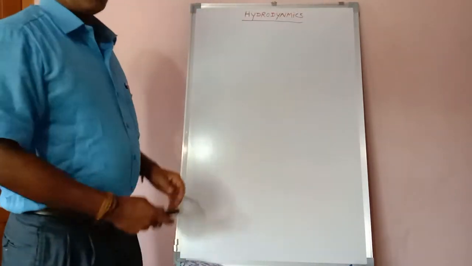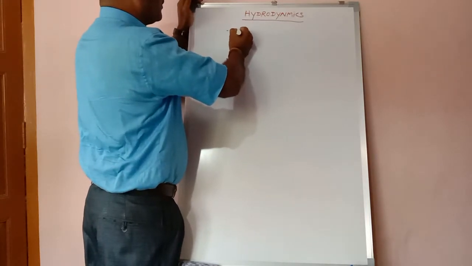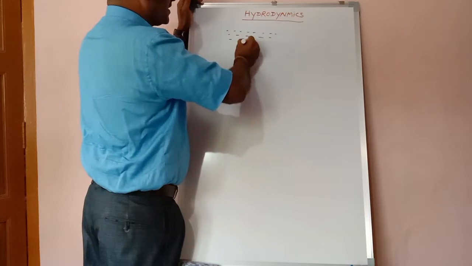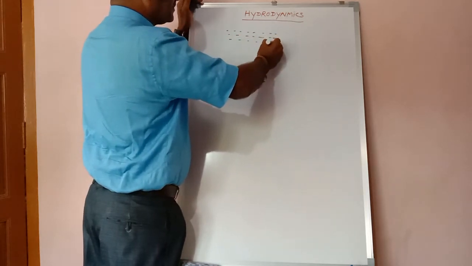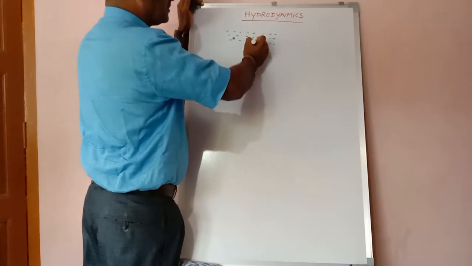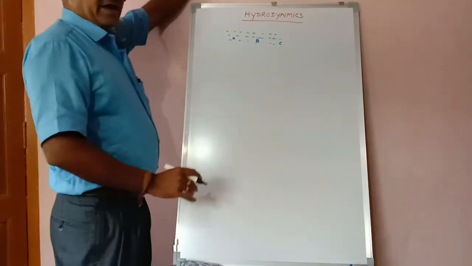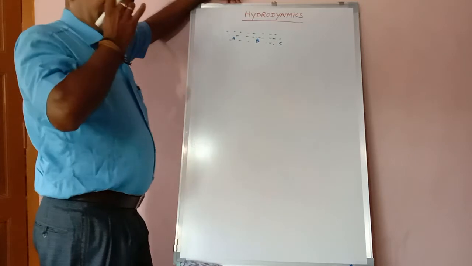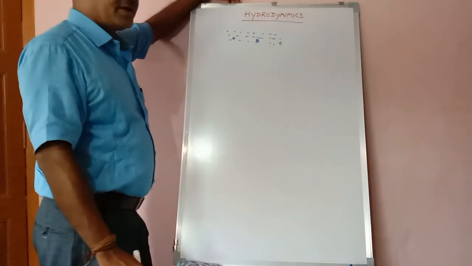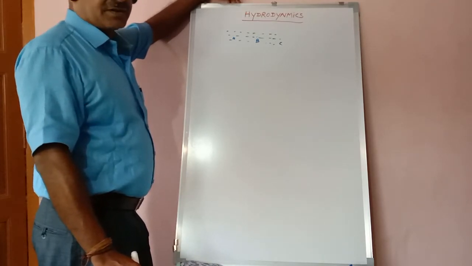In the motion of a fluid, suppose you take water like that. This is the fluid, at point A, at point B, at point C. At point A, what is the velocity of the fluid? At point B, what is the velocity of the fluid? At point C, what is the velocity of the fluid?